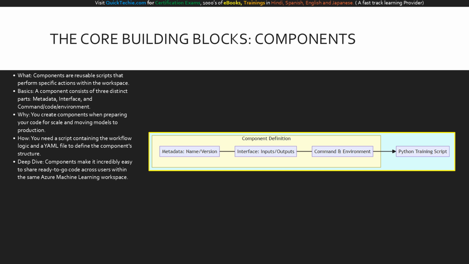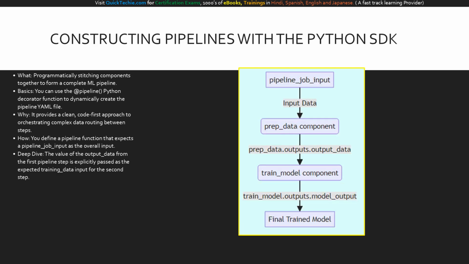Connected to that is the command and environment block. This tells the Azure platform exactly which Docker container to spin up and what terminal command to run. Finally, an arrow points outside the definition to the actual Python training script. By isolating the script from the environment definition, the component ensures that your code runs identically every single time, regardless of who executes it.